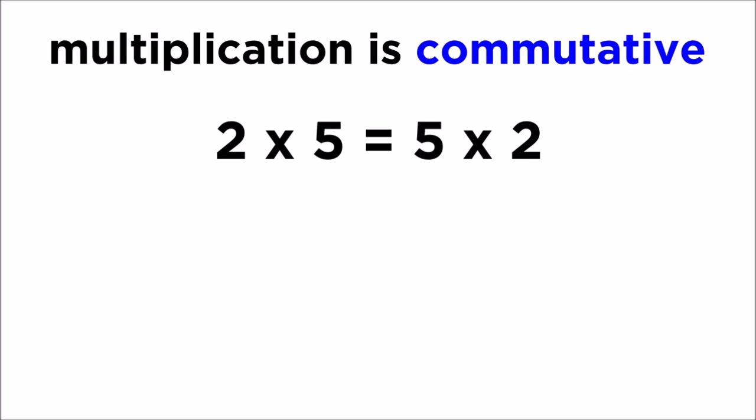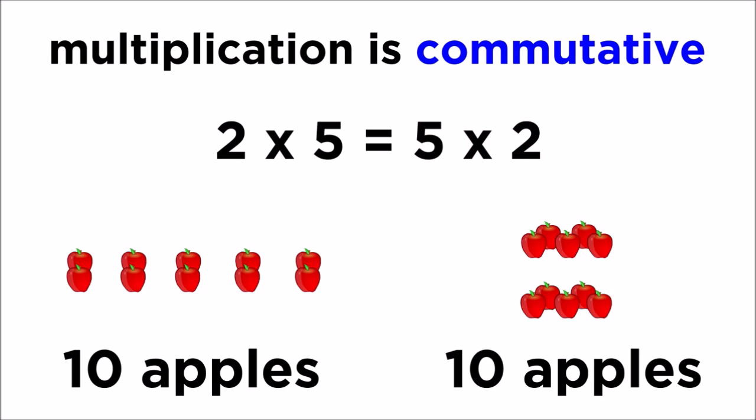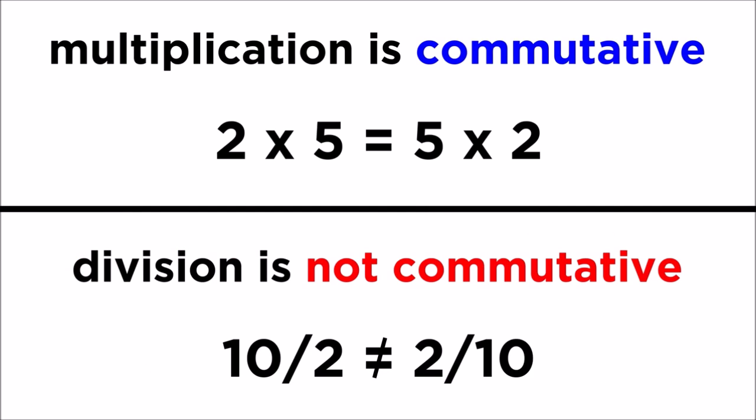We should note that multiplication, like addition, is commutative. 2 times 5 is the same as 5 times 2, because whether we have 5 piles of 2 apples or 2 piles of 5 apples, we have 10 apples in total. Division, however, like subtraction, is not commutative. 10 divided by 2 is not the same as 2 divided by 10.